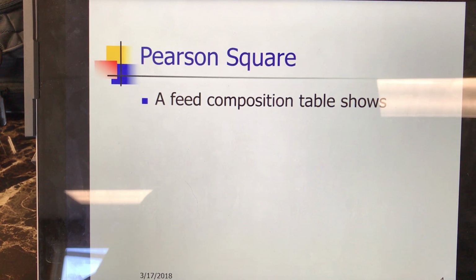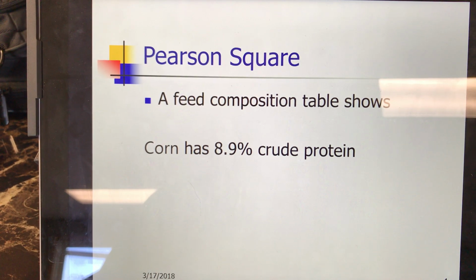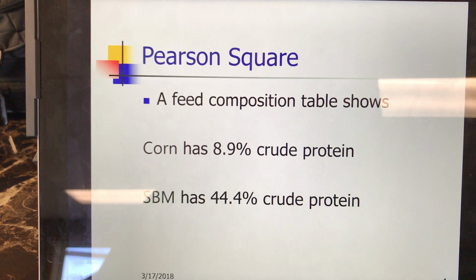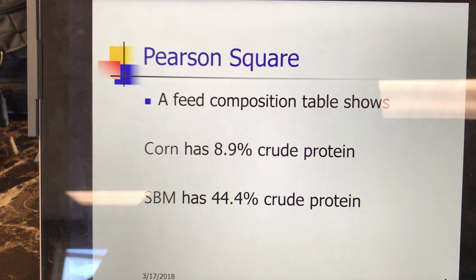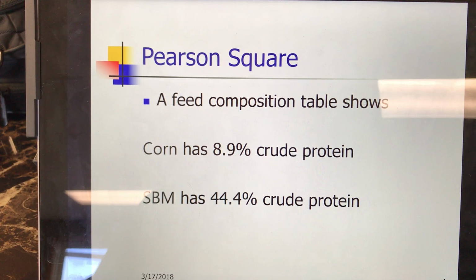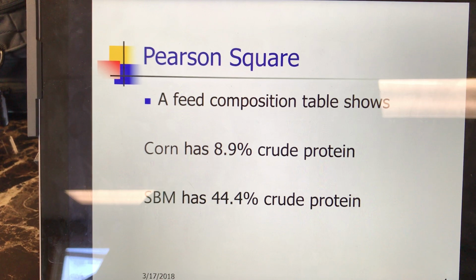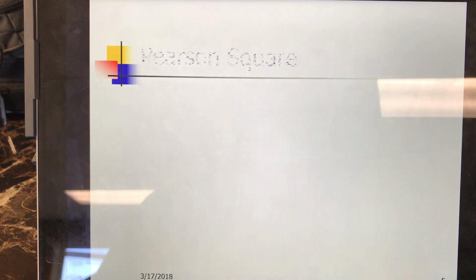So this talks about looking at a feed composition table. We're not going to look at those. All of our examples will have your crude protein percentages already written out. But here they tell you that corn has 8.9% crude protein and soybean meal has 44.4% crude protein. Like I said, we're not going to have to look at feed composition tables right now. Your examples will give you the crude protein percentages of each of the items for which you will be using Pearson square already.